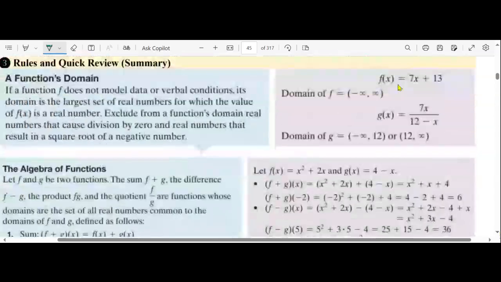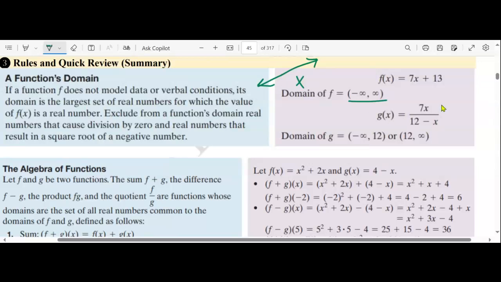Okay. If you take a look at this function here, what will be the domain? If this is a straight line like this, in the graph, the domain will be what? It's going to be negative infinity to positive infinity because it's a straight line in the graph.